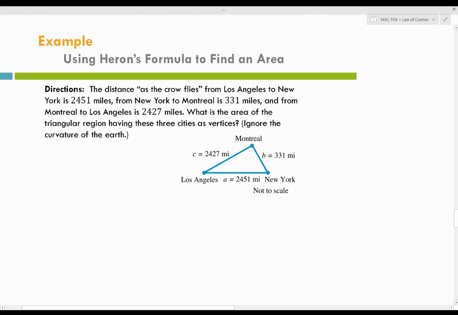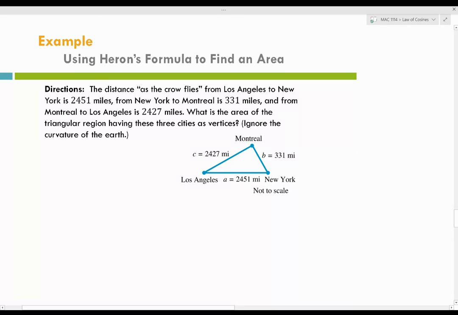Let's take a look here. So the directions say the distance as the crow flies from Los Angeles to New York is 2,451 miles. From New York to Montreal is 331 miles, and from Montreal to Los Angeles is 2,427 miles. What is the area of the triangular region having these three cities as vertices? And for this problem, we're going to ignore the curvature of the Earth.